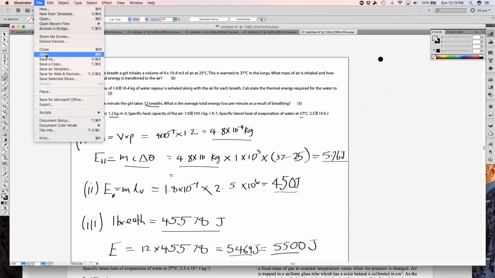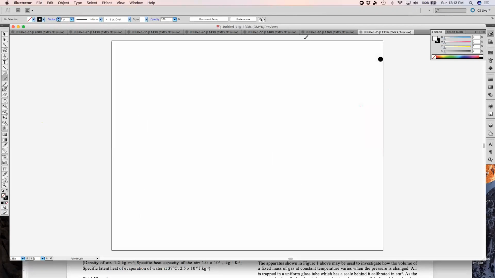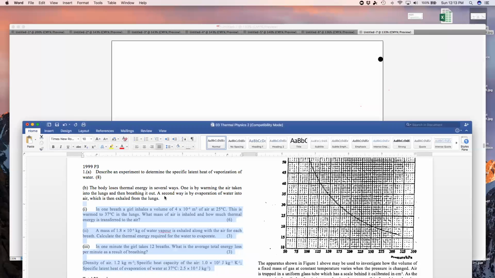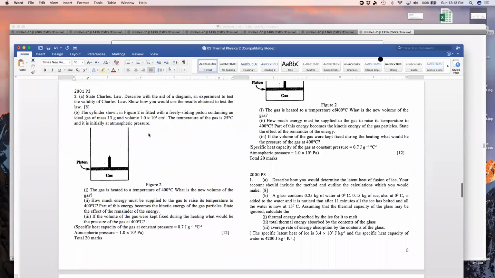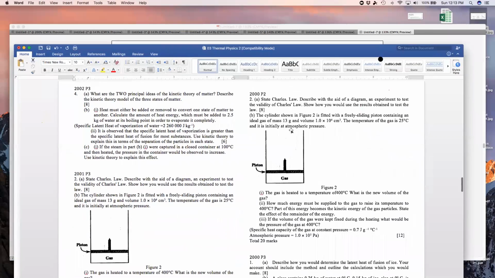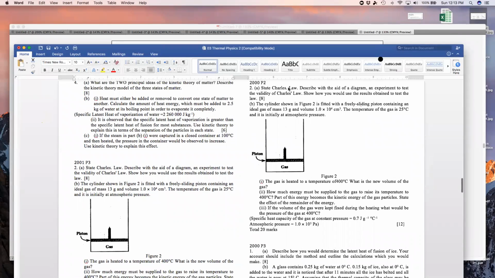Another topic you could get in the exam is gas laws, as I said. So that's the last question we'll do today. Find a gas law question, like this one. State Charles' law. Charles' law says volume is proportional to Kelvin temperature. Describe the diagram and experiment to test the validity of Charles' law.